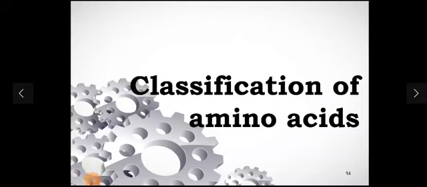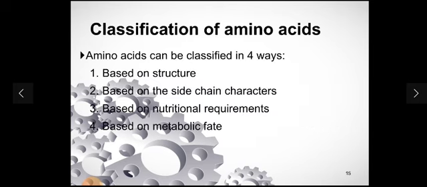Okay, we are going to be continuing with our lecture on amino acids. The last time we looked at an introduction, and then we looked at the 20 amino acids, their abbreviation, and their one letter code. This time we are going to look at classification of amino acids. We are going to see how amino acids are being classified.